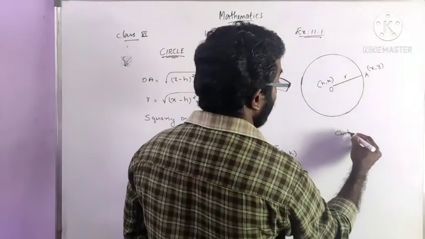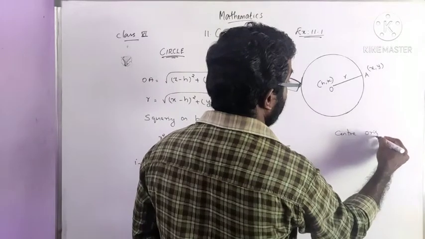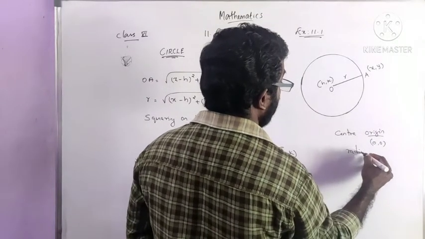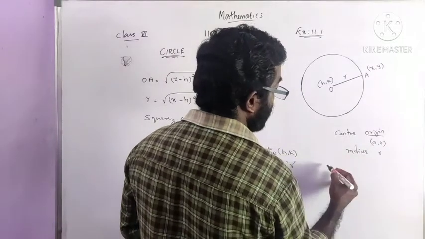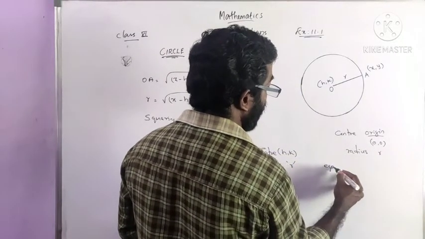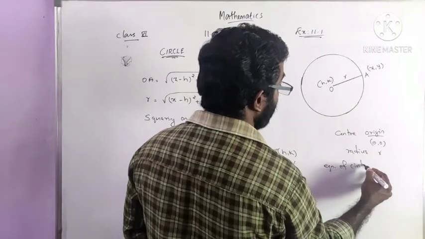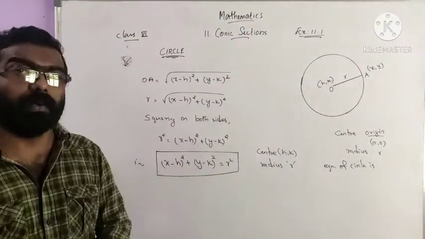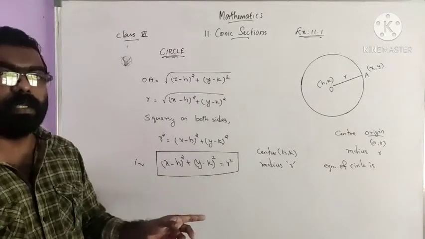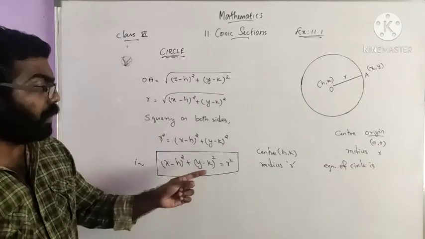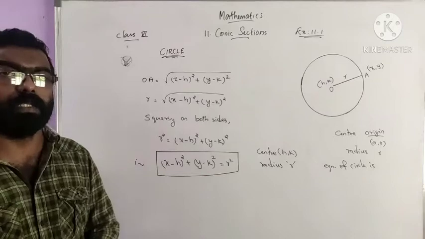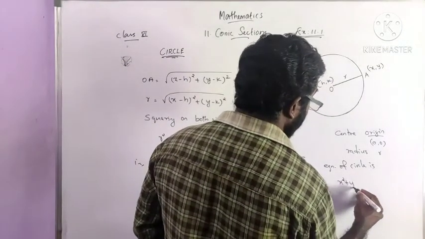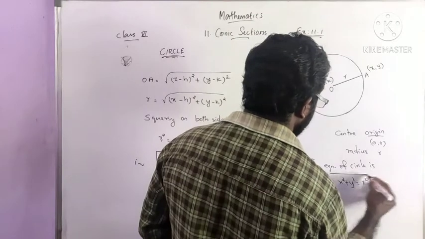Now one particular case is if the center is at origin, that is the coordinate is 0, 0 and radius is r. Then the equation reduces to, here instead of h and k we can put 0. So x minus 0 the whole square, that is x square, plus y minus 0 the whole square, that is y square. So the equation is x square plus y square is equal to r square.